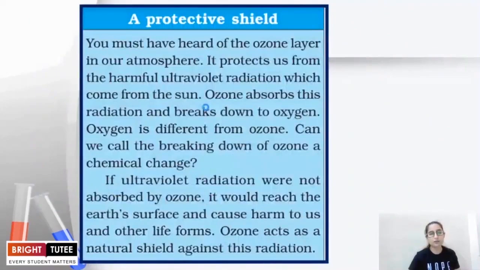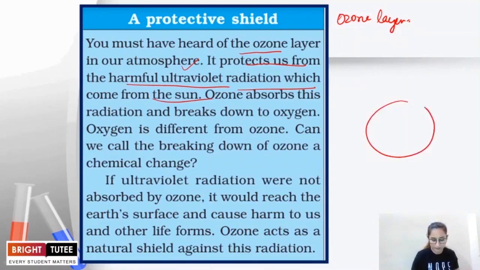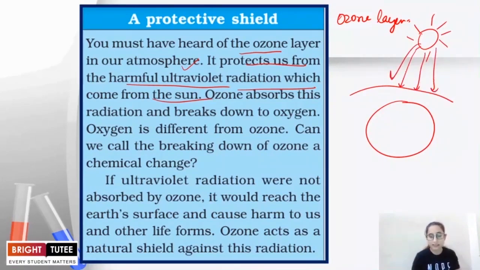And students, another thing that you have to learn is about the ozone layer. Let us read carefully. You must have heard of the ozone layer in our atmosphere. Yes, the ozone layer is a layer present in our atmosphere. It protects us from the harmful ultraviolet radiations which come from the sun. For example, this is the earth, this is the ozone layer, and this is the sun, right? So this ozone layer basically does not let the harmful UV radiations enter inside the atmosphere.